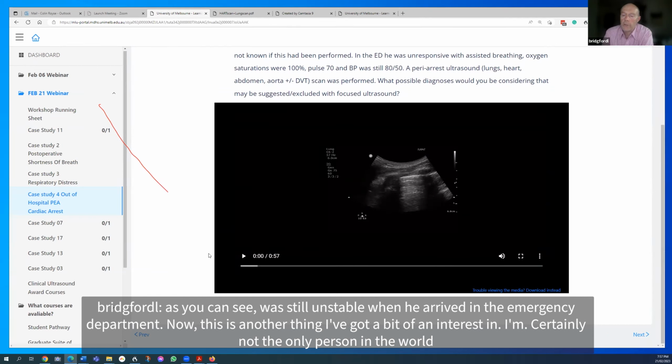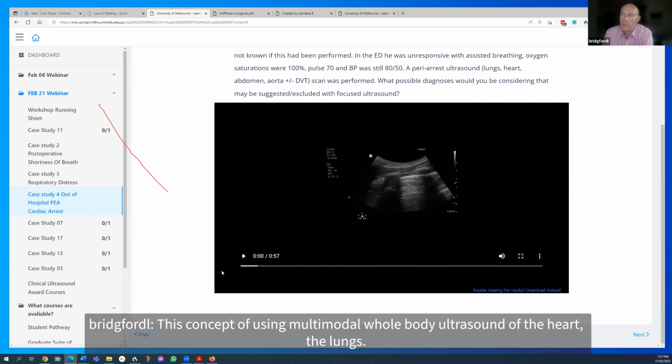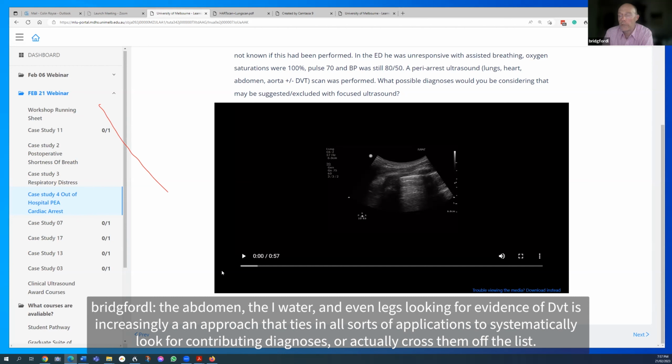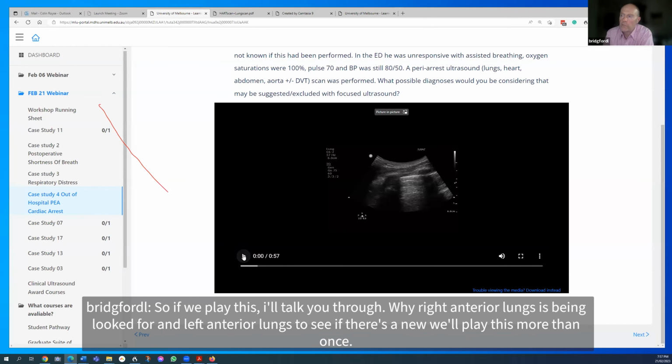Now, this is another thing I've got a bit of an interest in. I'm certainly not the only person in the world. This concept of using multimodal whole body ultrasound of the heart, the lungs, the abdomen, the aorta, and even the legs looking for evidence of DVT is increasingly an approach that ties in all sorts of applications to systematically look for contributing diagnoses or actually cross them off the list. So if we play this, I'll talk you through why.